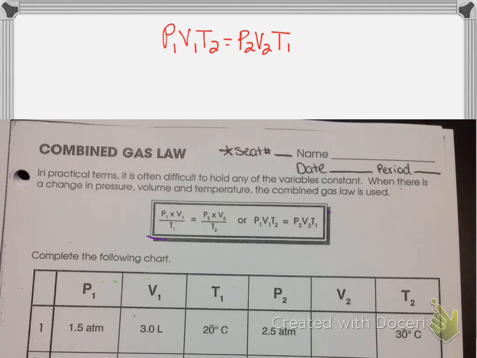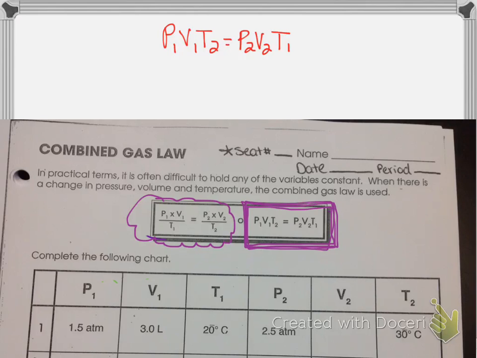All right, for our combined gas law problems, we're using the combined gas law. The formula, if you're using the original formula, is P1 times V1 over T1 equals P2 times V2 over T2. But what we're going to do is a little bit modified version of that formula where we've just rearranged it. It's the same formula, but we're getting rid of all that nasty division. So we're going to use P1 times V1 times T2 equals P2 times V2 times T1.